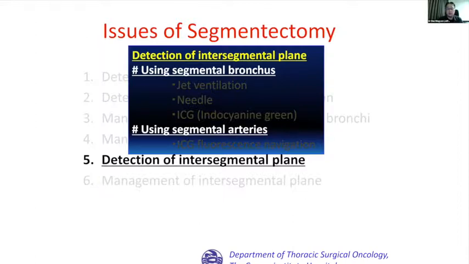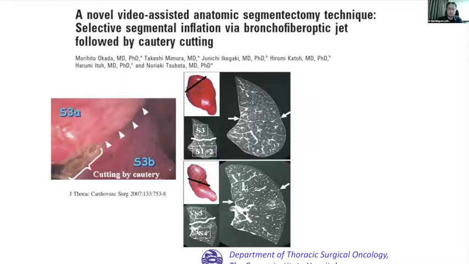There are two ways. One is using the segmental bronchus, and another is using the segmental arteries. The jet ventilation method is most famous in Japan, because this method was reported by Dr. Okada, Hiroshima University in Japan. He used a bronchoscope to inflate the target segment, so he can make an inflation-deflation line like this. He divided this borderline using a 100-watt cautery. So it's very dangerous for me.